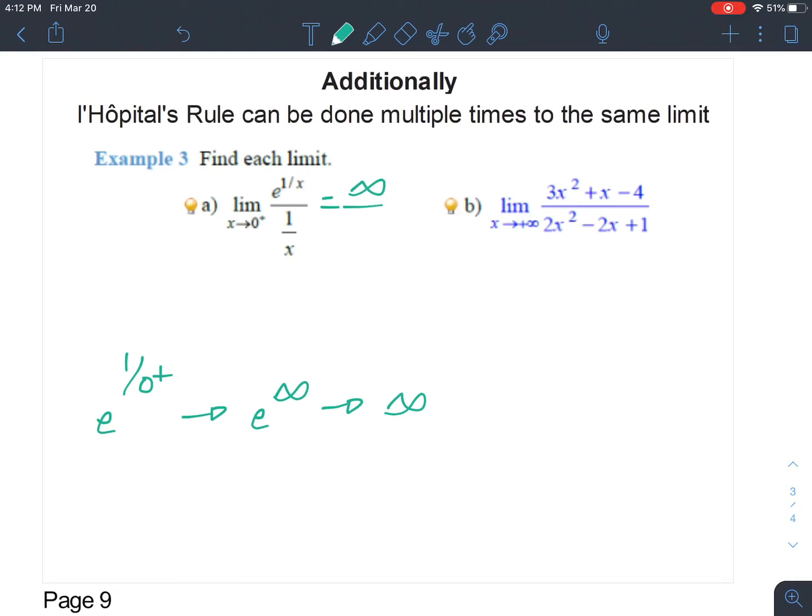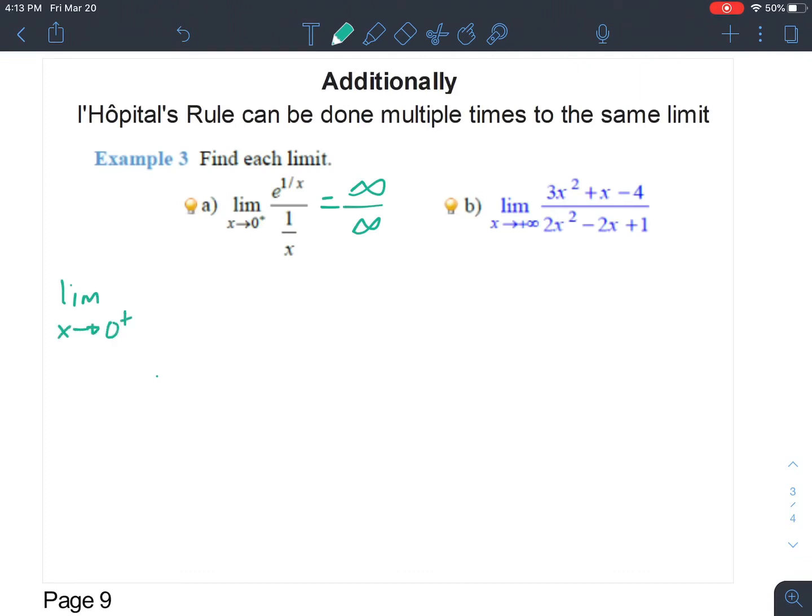Then, for the bottom, we've already done 1 over 0 from the right-hand side, so that also is going to be positive infinity. Therefore, we have an indeterminate form. It's one of the new ones I just showed you on the last slide. Now we can go ahead and do L'Hopital's.